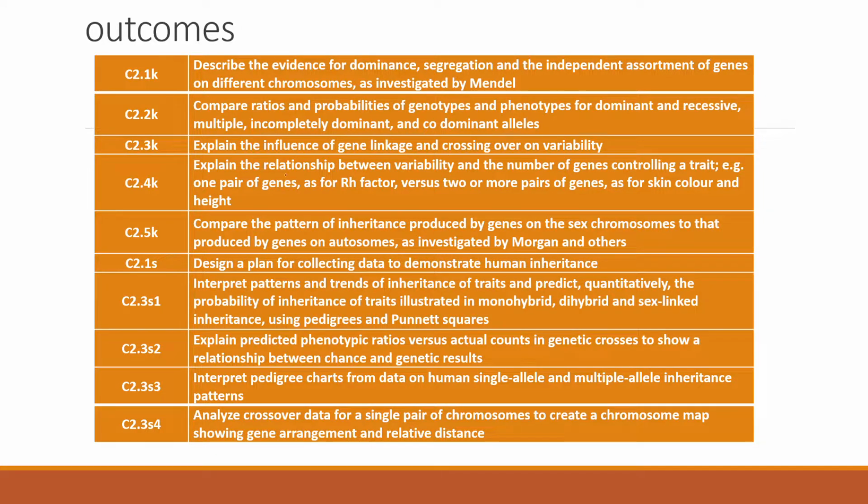So far, the ones that we still need to cover, I think, are the sex chromosomes, 2.5. We need to look at Punnett squares. We need to look at chromosome mapping. Those would be 2.5, 2.3s, and 2.3s4. Those would be areas that we need to spend a little bit of time on. And also, I think we need to spend a little bit more time on 2.4. Okay.